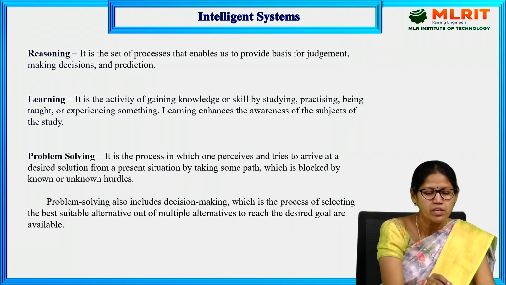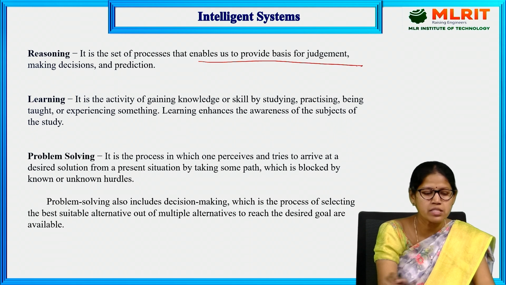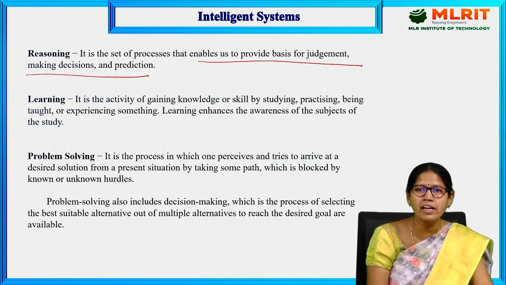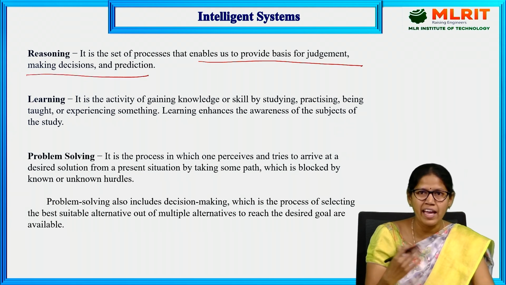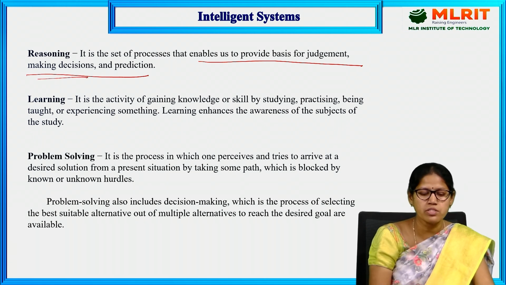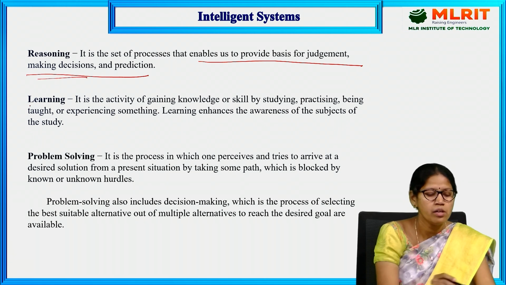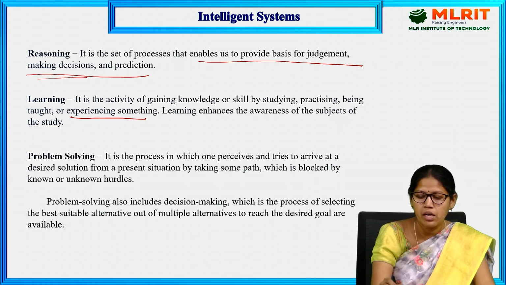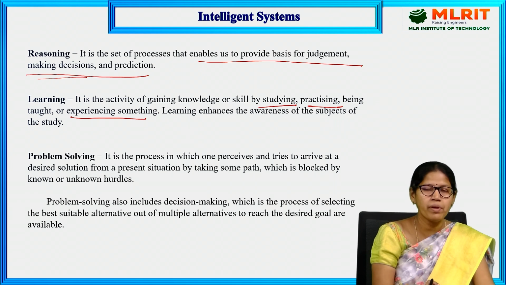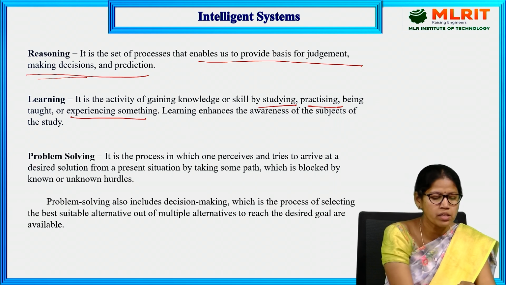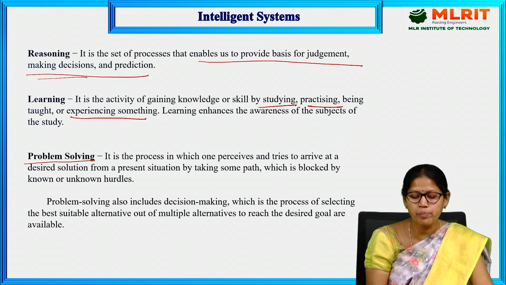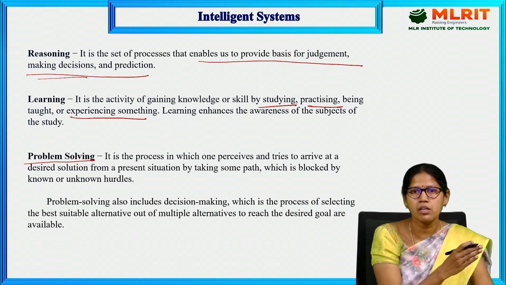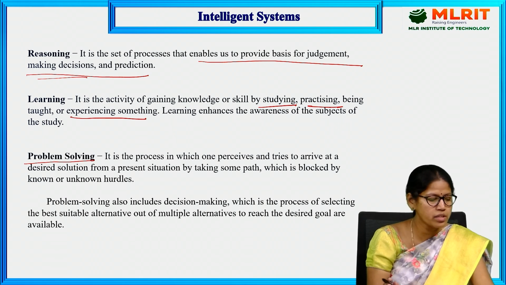Reasoning enables us to provide a basis for judgment, making decisions and predictions. So reasoning means analyzing and making decisions. Next, learning: how we will learn by experiencing something, practicing or studying. We will learn that and apply it in the real-time environment. Next, problem solving: how we will solve the problem by applying some actions, some rules, some operators. We will solve the problem from the start state to the desired goal state.